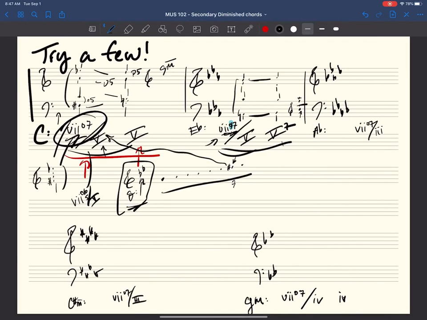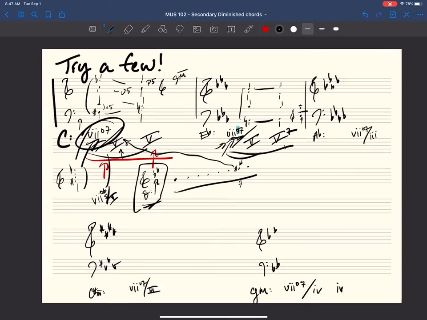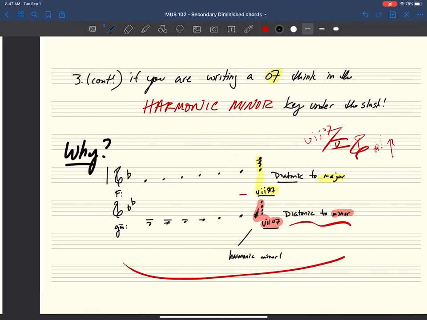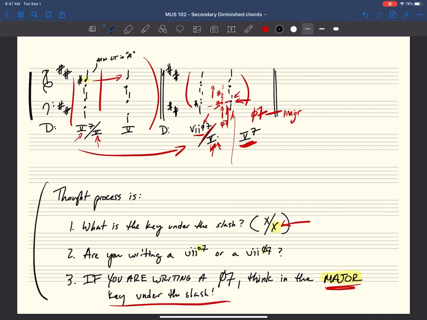Okay, it's exactly the same. Like, I mean it in an empirical way. It's exactly the same as what you've been doing. The only thing that's changing is this thing over the slash. And really all that's changing with that is that we need to think about this thought process. So what's under the slash, right?